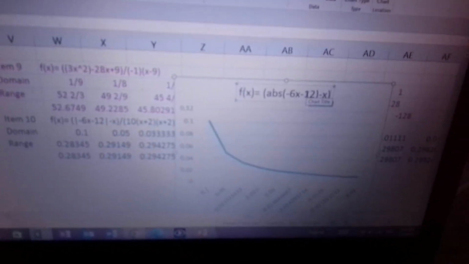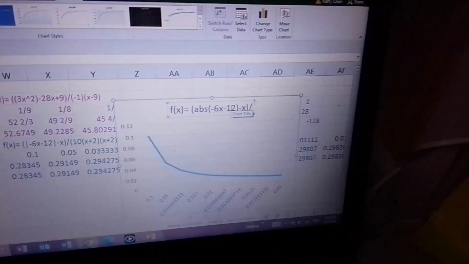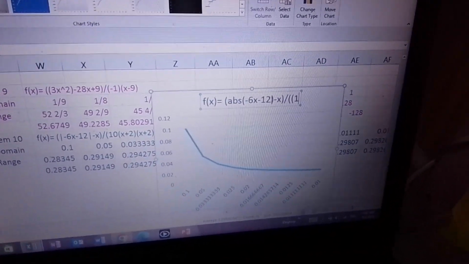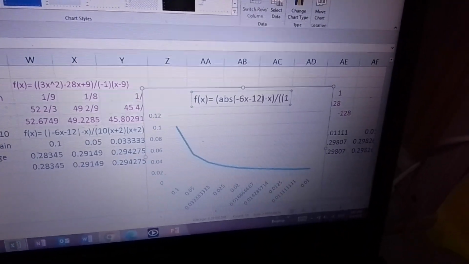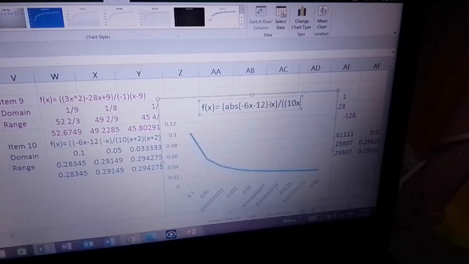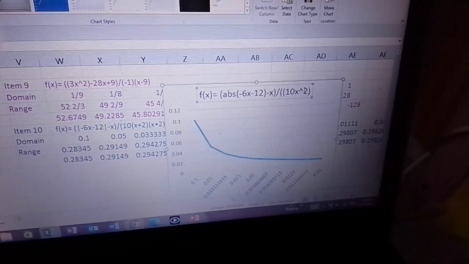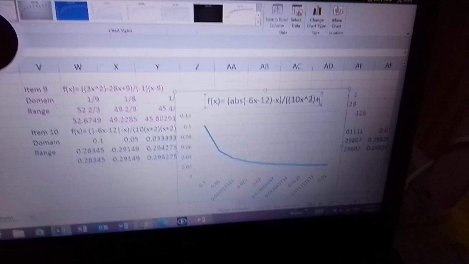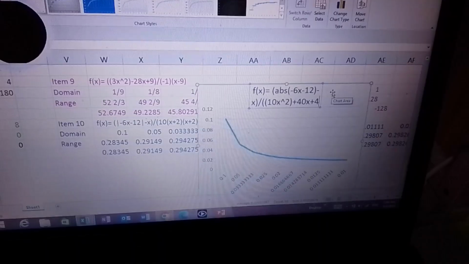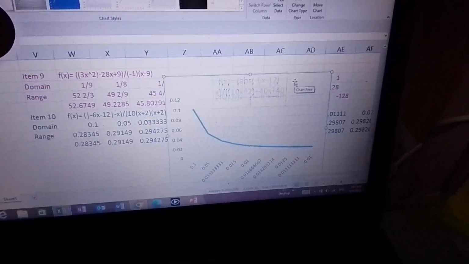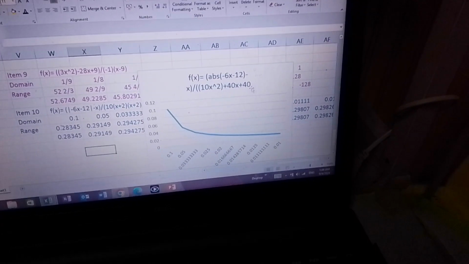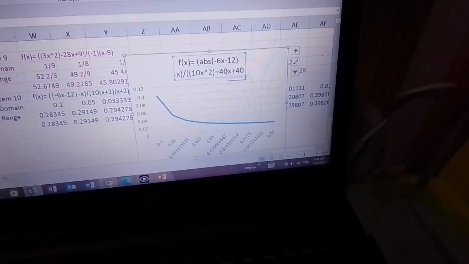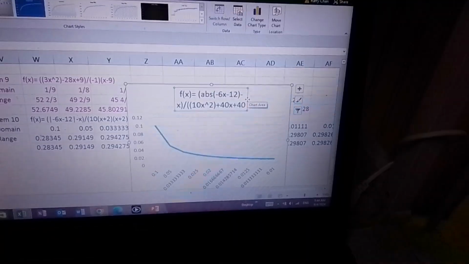Double check. So the absolute value of 6x minus 12, then divide by x, then all divide by 10x raised to the second power. You have to group that. Plus 40x, plus 40. And that's it. Very good. And that's the title of our chart. But I think we have to extend it a little bit. But never mind, I think that's good enough.